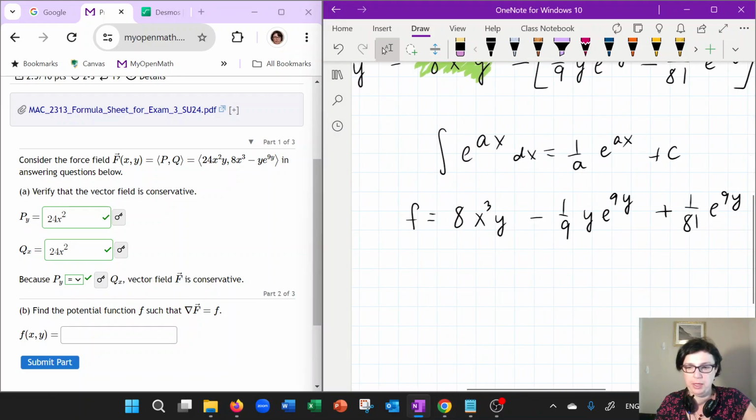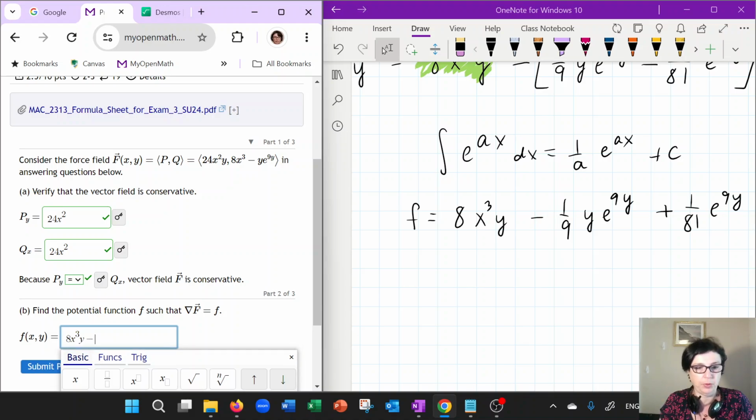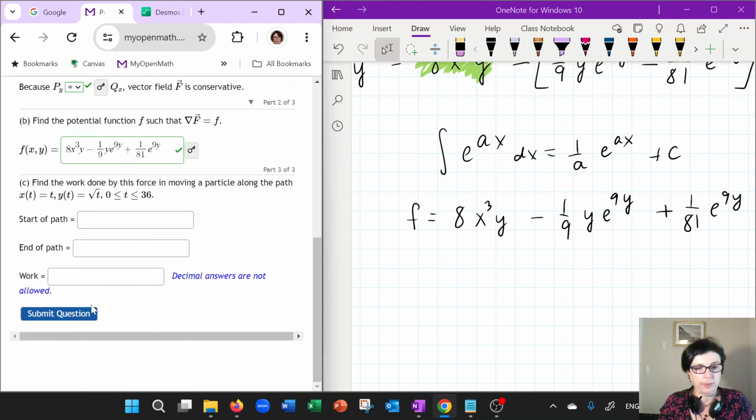Now the potential. So we've got the potential. Let's see if we can write it down. We did have to work very hard on it, but that's what we got. Okay. All right, we got it.